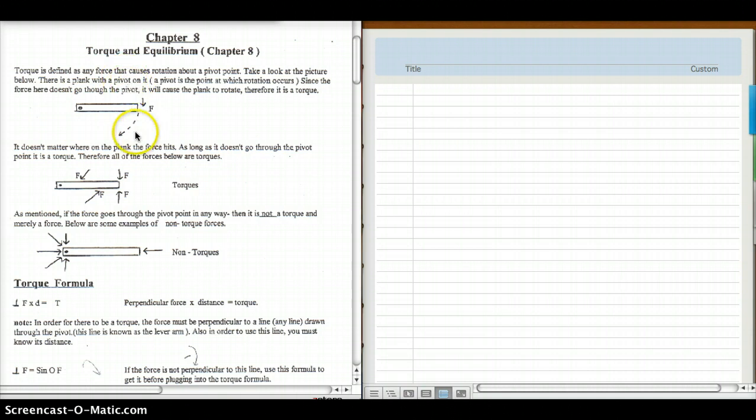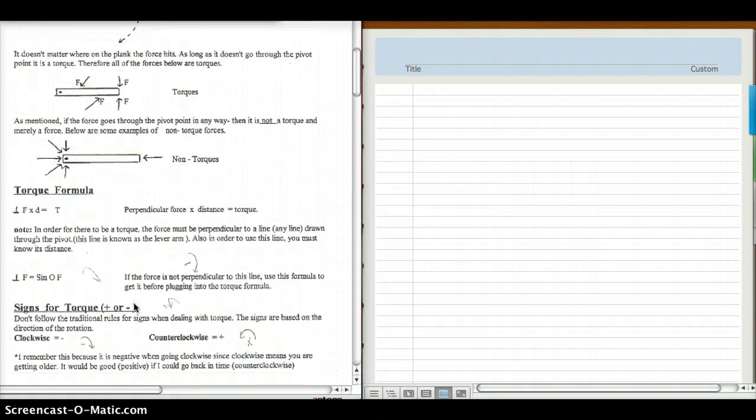Any force that is applied in any direction that is not on the pivot point will rotate the bar either counterclockwise or clockwise. It doesn't matter where the force is as long as it's not on the pivot point. That's basically what it says in the next couple of lines: as long as no force is directed at the pivot point, the torque occurs.